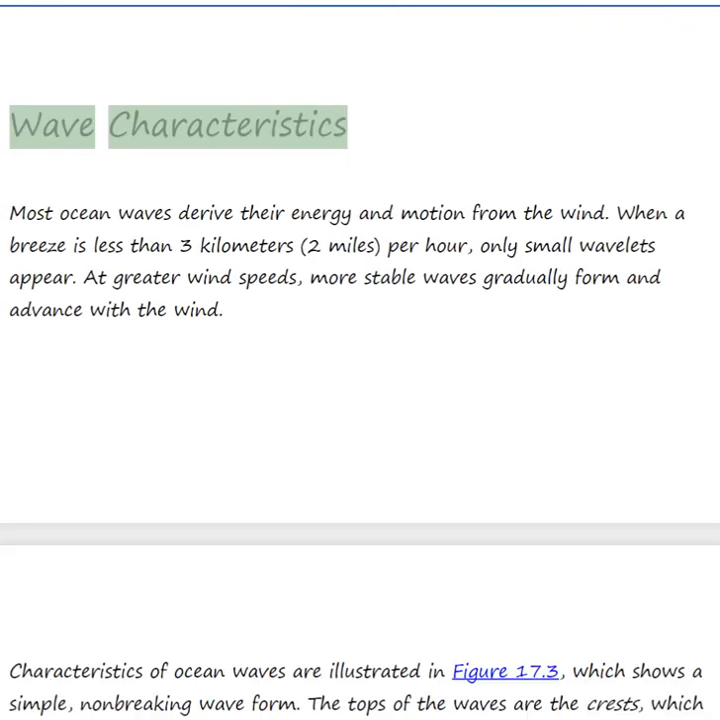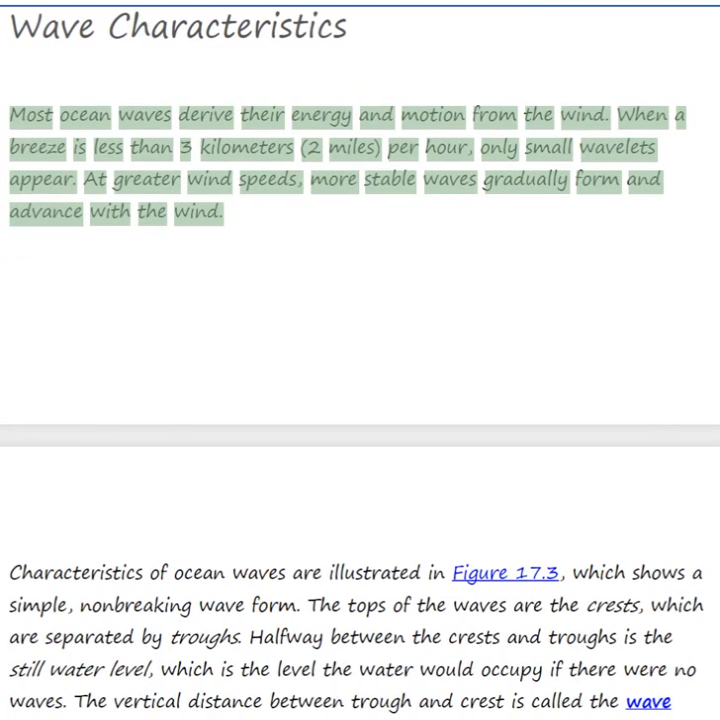Wave characteristics. Most ocean waves derive their energy and motion from the wind. When a breeze is less than 3 km per hour, only small wavelets appear. At greater wind speeds, more stable waves gradually form and advance with the wind.